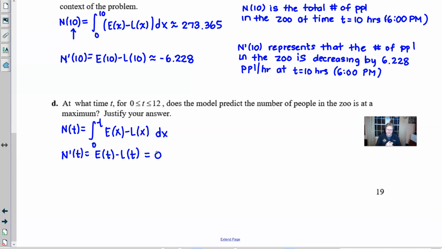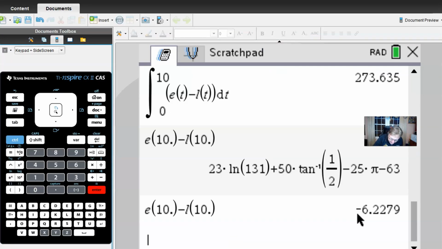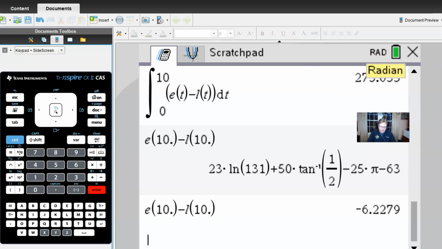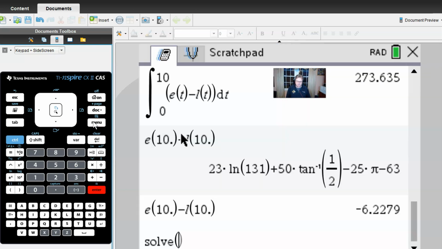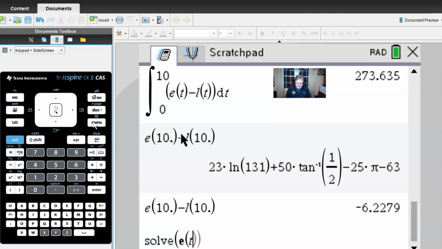There's a variety of ways that you can do this. You can go to your calculator, and we can solve if we have CAS functionality. With this particular calculator, I have that. I can go into my algebra, choose solve, take my E of t, subtract my L of t, set it equal to 0, and solve for t. And I might want to be careful and say, listen, I only want answers that are within our domain of 0 to 12. So I'm going to tell the calculator to just seek out those, in case there are many, many more answers that we really would like to ignore.